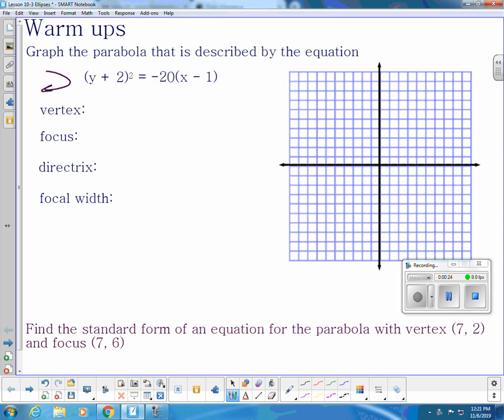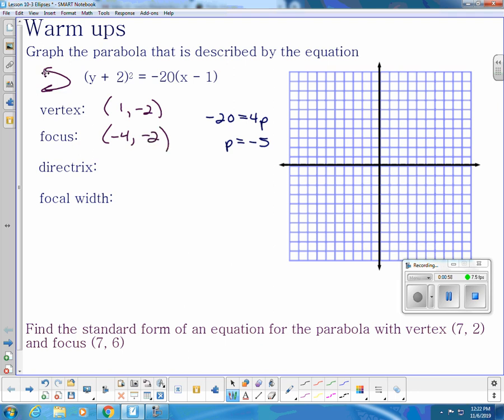All right. The vertex is... Very good. Make sure you're taking the x part from the x and the y part from the y. Then to find the other stuff, we have to find the p-value. So negative 20 equals 4p, so p equals negative 5. Which means, since I'm opening to the left, you're going to move left 5 units to find my focal point. So if I'm at 1 and I move left 5, I'm at negative 4 for the x.